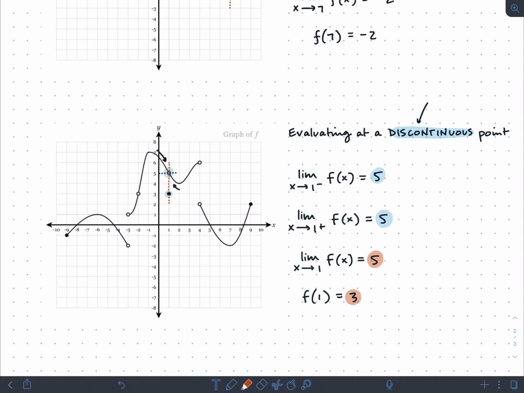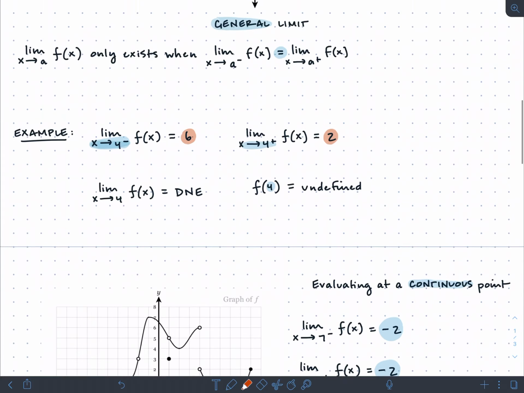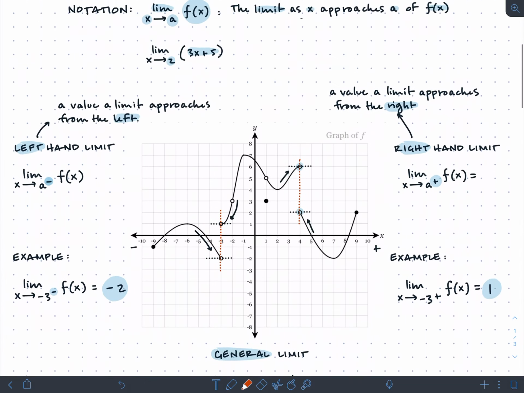So this is a brief introduction to some limits. This is just looking at them graphically and getting some notation.